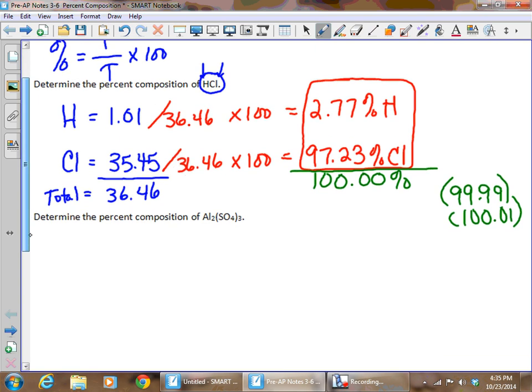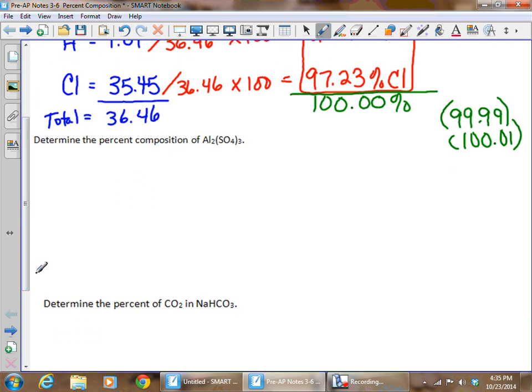So let's do a little bit more complex problem. Let's look at aluminum sulfate. We're going to do the same thing that we did for hydrogen chloride for the one above. We're going to do what we've done in the past to get molar mass. We're going to take out how many of each of these elements we have. We have 2 aluminums in here. We have 3 sulfurs, and we have 12 oxygens.